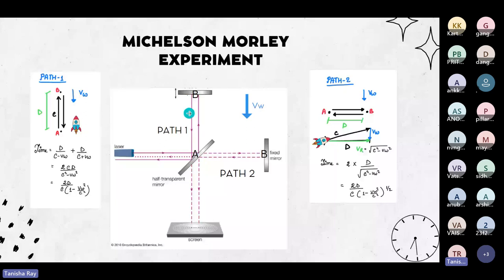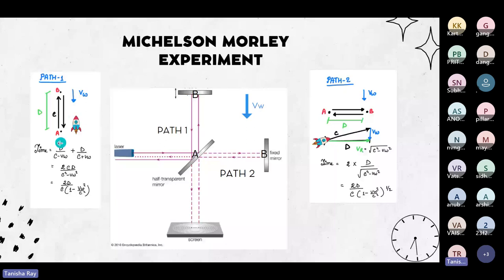For this, we can draw an analogy of this situation with the example that I took. Here, there is a spaceship which is traveling at the speed of light from this point A to point B, and there is this ether wind that is blowing from B to A. So when the flying spaceship has to go from A to B, it has to move against the wind. Therefore, it will have a resultant velocity of C minus VW, and the time taken to reach from A to B would be D by C minus VW.